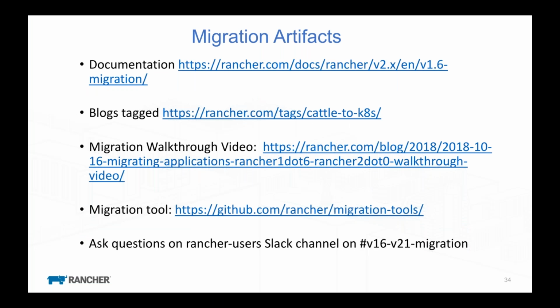With this, I'll move on to jot down some migration artifacts that you can use to move your workloads using this method. So we have the documentation on our Rancher site. We have all the blogs which talk in detail about things like port mapping, scheduling, load balancing, etc., under the tag cattle to K8s. Then we also have a migration walkthrough video that you can take a look at, and the migration tool that we had just used to parse Compose config files and list the constructs that you will have to take care of in order to launch your Kubernetes YAML spec.